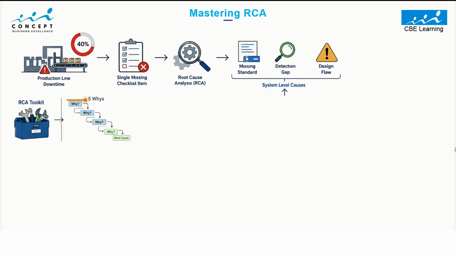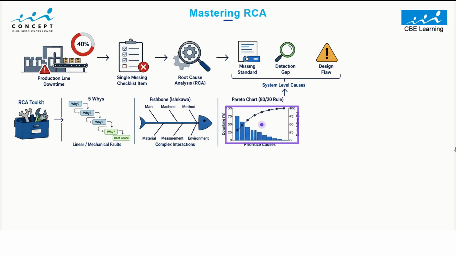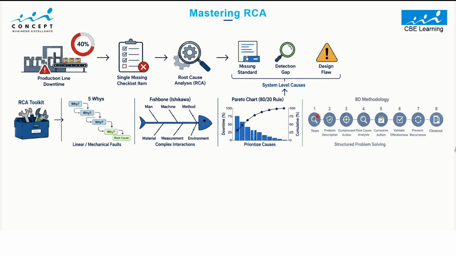The 5 whys drill down into linear mechanical faults, while the fishbone or Ishikawa diagram maps complex interactions across variables like man, machine, and method. For prioritized action, the Pareto chart applies the 80-20 rule to downtime data, and the 8D methodology provides a formal framework for containment, investigation, and permanent correction.